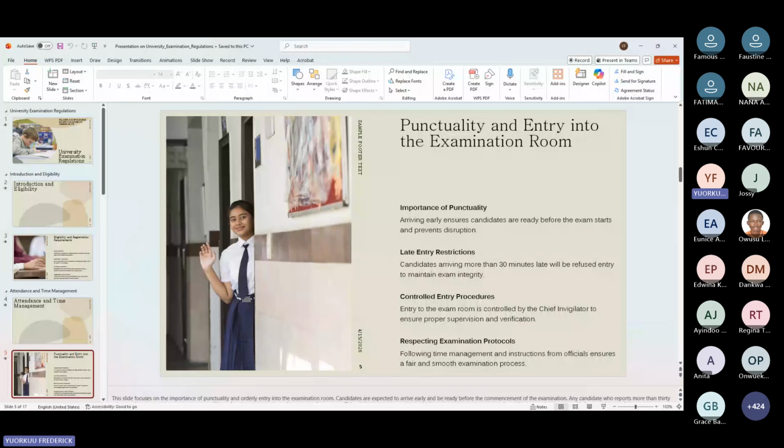However, when the paper finally starts at 7:30, if you are more than 30 minutes late, that means that if you now come at a minute after 8, you are more than 30 minutes late. You'll be prevented from writing the exam, and then you'll be awarded a grade X for going for the paper late. In the same vein, if you also register for a course and you don't turn up for the exam without the express permission of the Director of Academic Affairs, you will be awarded a grade X2.